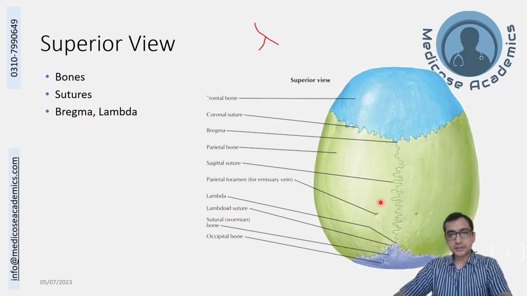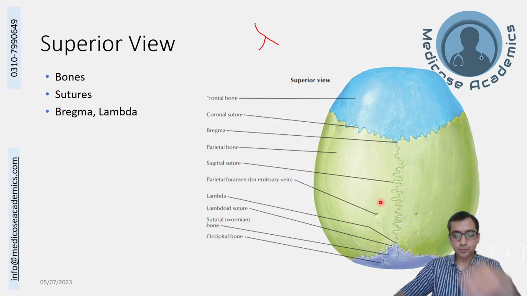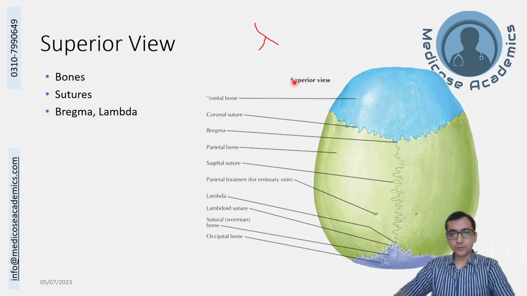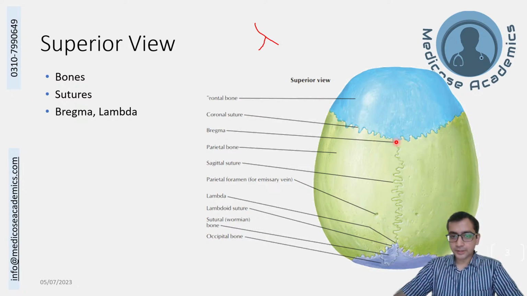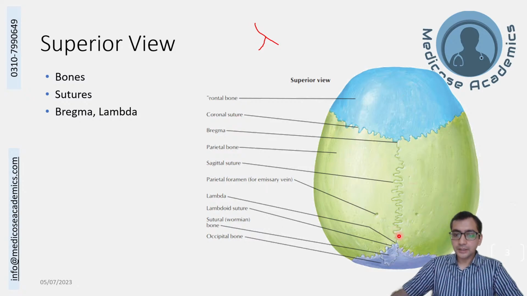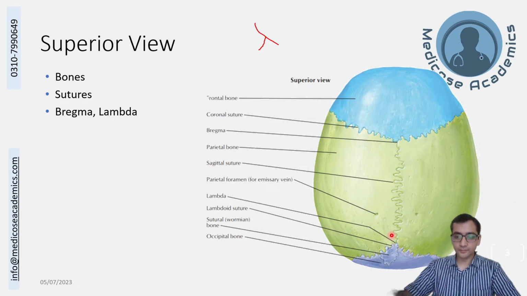Here you can see the 2 points where the sutures meet. What are the 2 points? This point where the coronal and sagittal sutures meet is known as the point bregma, written here. And this is the point where the sagittal and lambdoid sutures meet. This point is called lambda.